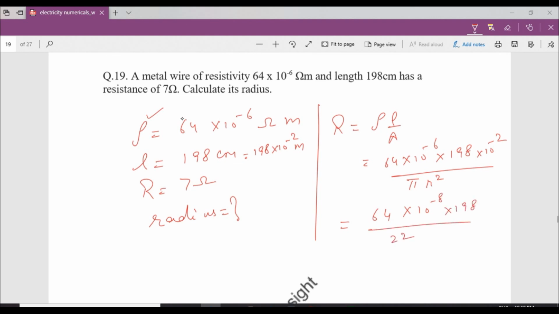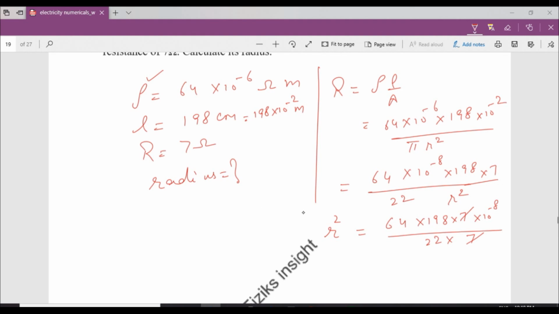198 upon 22 into 7 upon r square. So we are taking r square here and bringing resistance in the denominator. 64 into 198 into 7 into 10 raised to power minus 8 upon 22 into resistance, which is 7. Sorry, resistance is 7. 7 cancels with this 7 and we are going to cancel this 22 now. 2 1s are 2, 2 3s are 6, 2 2s are 4. Now 11 1s are 11, 11 8s are 88. So 32 into 18 when you multiply, you will get 576.